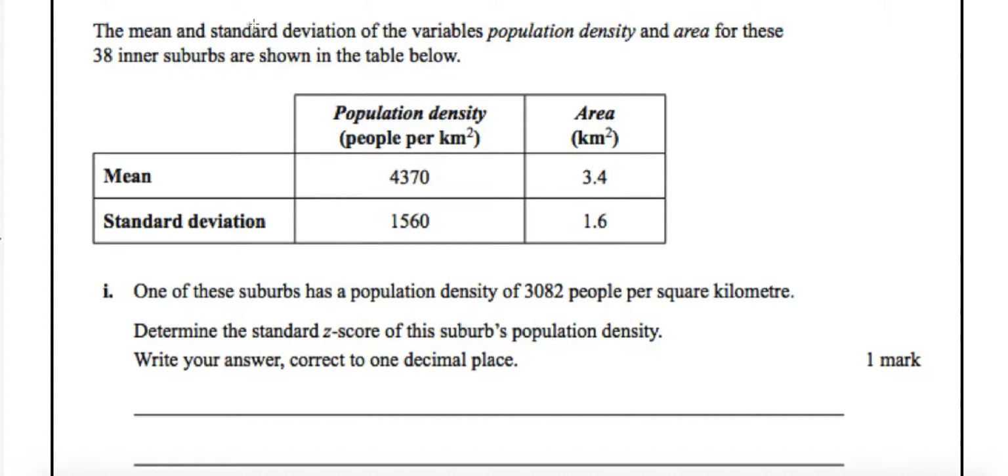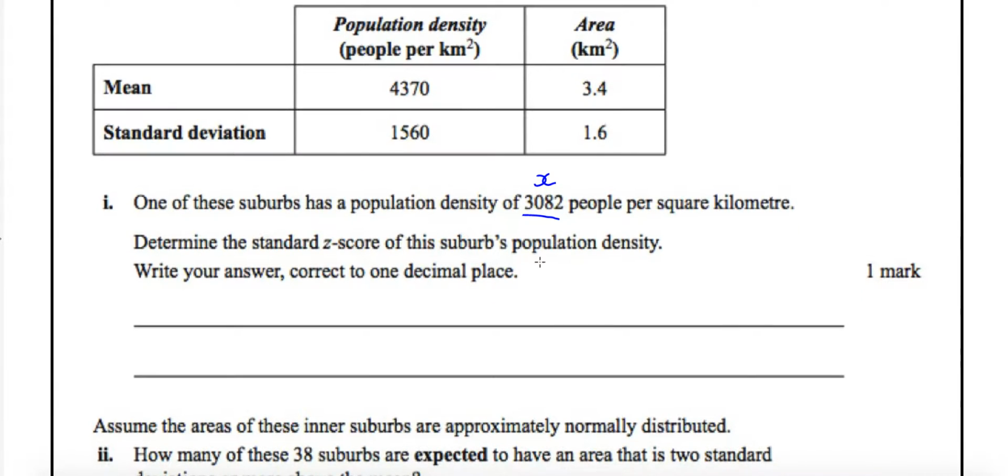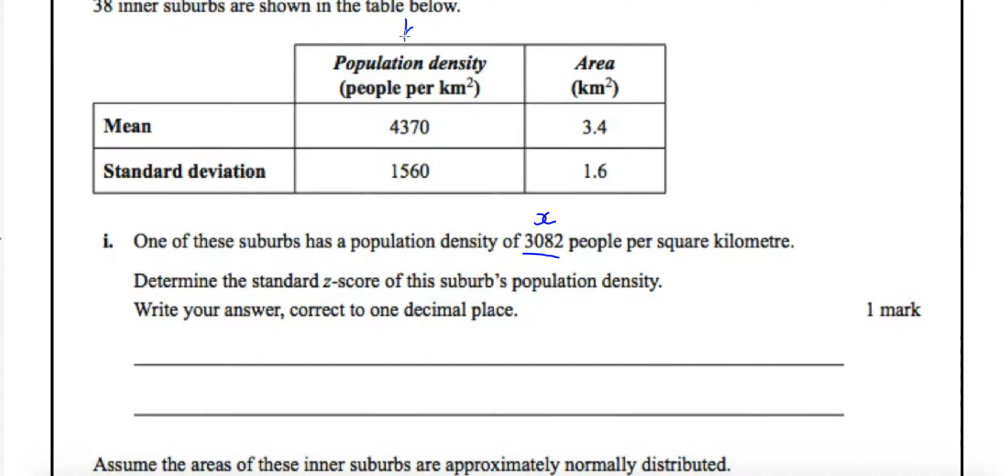So they've mentioned here mean and standard deviation of the variables population density, so it's here in the first column, and area for 38 inner suburbs. So this is part of a longer question, so it's just one excerpt from it. Now it says here one of the suburbs has a population density of 3,082, so that's my data value. And here it's asked me for the z-score of that suburb's population density. So be careful here because we want to look at the mean and standard deviation from this column here. There is another column with area, so we want to leave that for now because we're just looking at the population density for now.